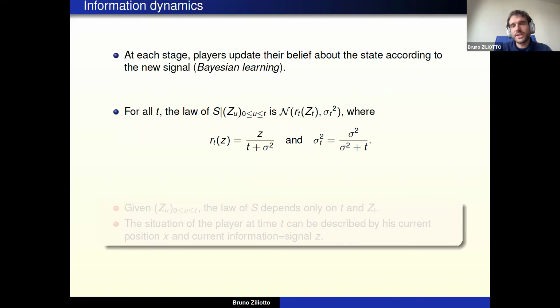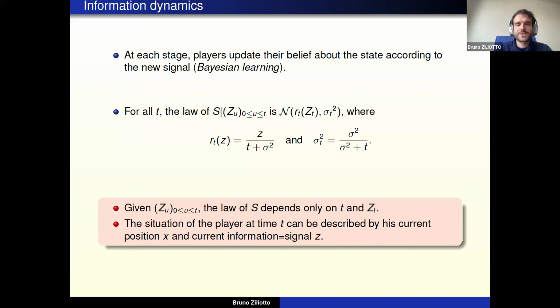whose mean only depends on the last signal. So in fact, all your information is encapsulated in the last signal that you receive. And then you have an explicit equation for this mean, R_T of Z, and the variance sigma_T squared. You can observe that as T goes to infinity, the variance goes to 0, which is consistent because when time is very long, you will get to learn the state. So it's a very crucial property that will allow us to derive tractable equations that live in a finite dimensional space.